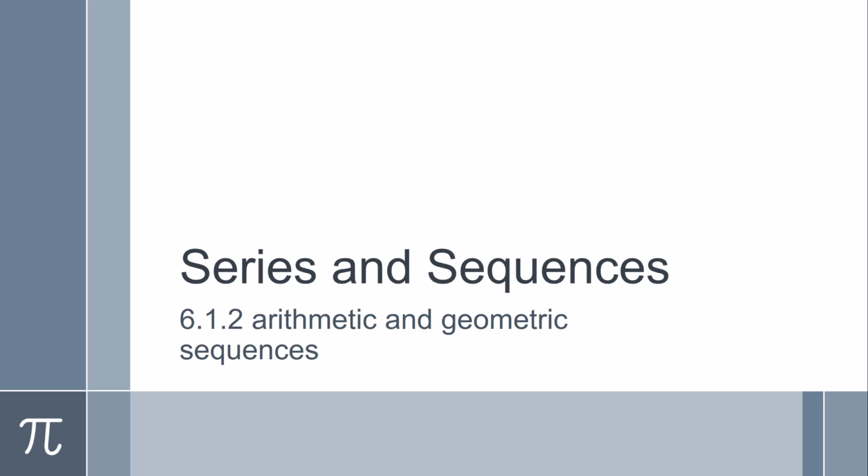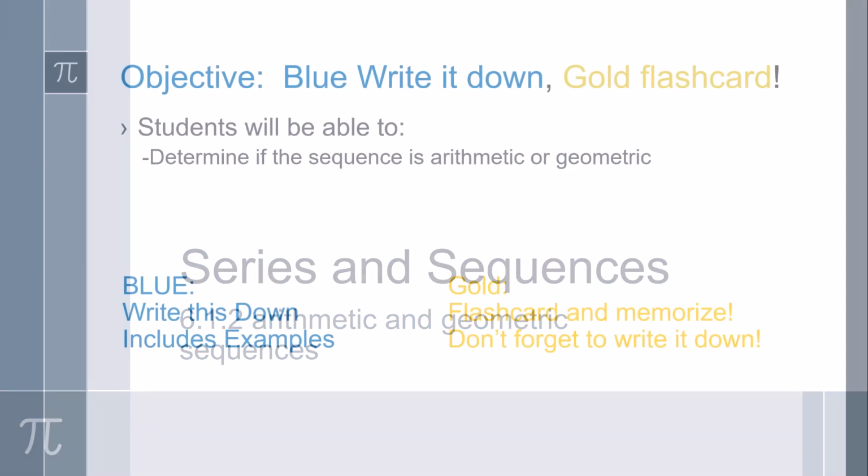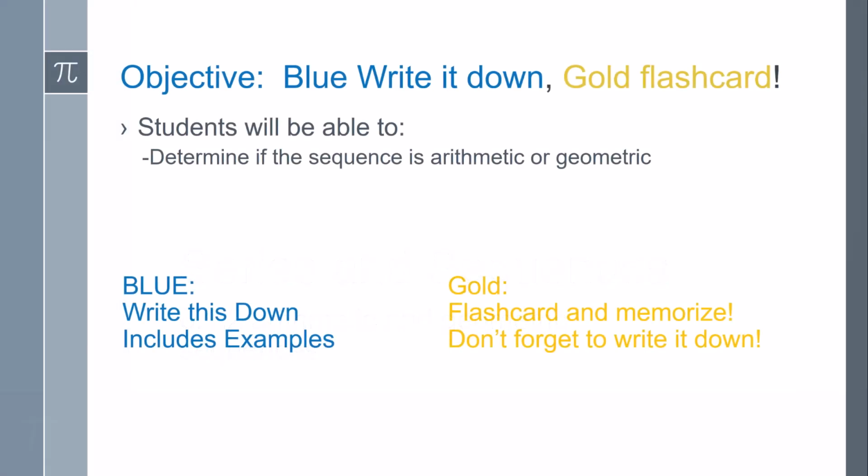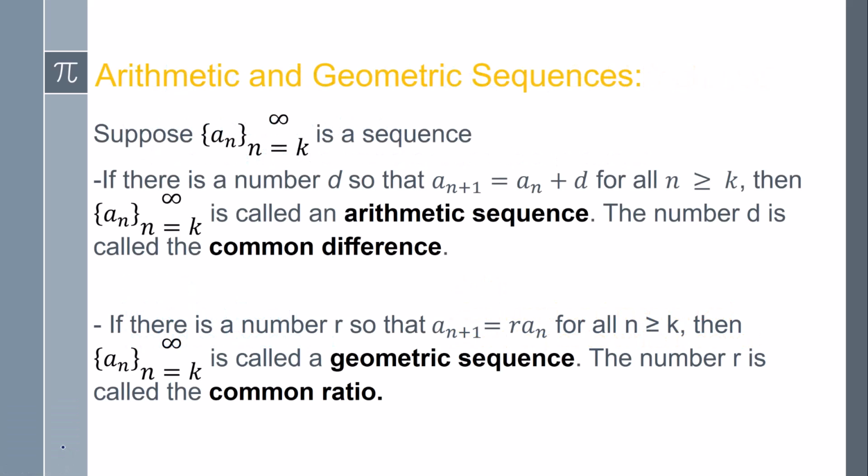This is section 612. We're going to take a look at arithmetic and geometric sequences. We're going to determine if the sequence is geometric or if it's arithmetic. Now, I know I just highlighted the top in gold, but this is all a definition that we need to get down. So let's say we have a sequence.